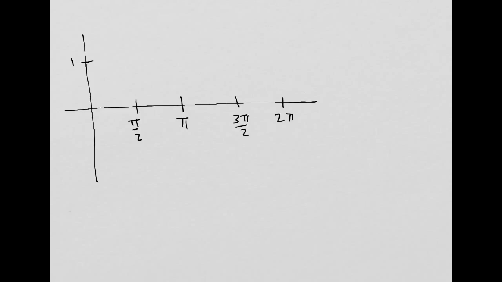Continuing on with section 5.3, I want to talk about transformations of graphs. So let's go with 2 pi, pi over 2, 3 pi over 2, 1, negative 1. And we'll get a rough sketch of the sine graph there.